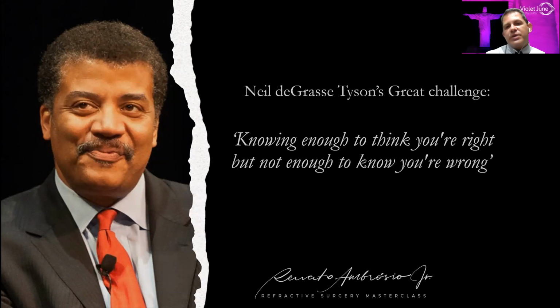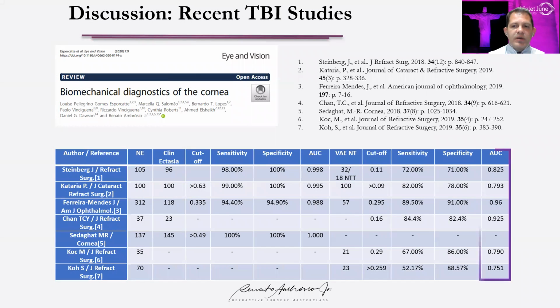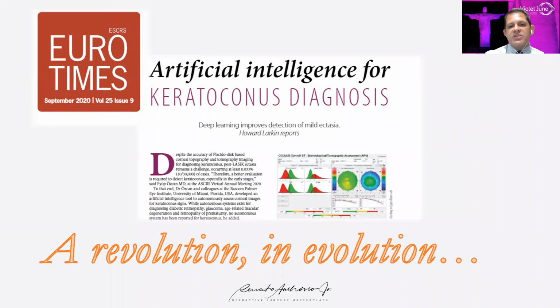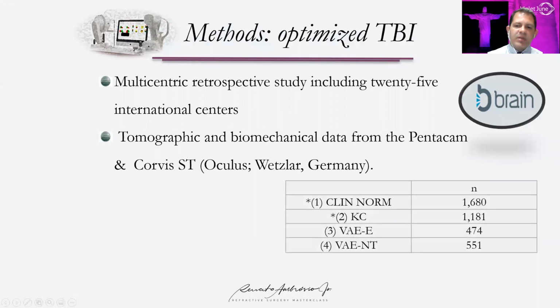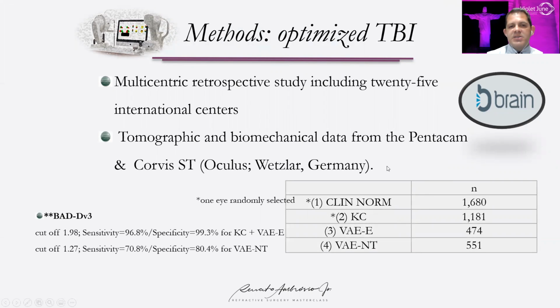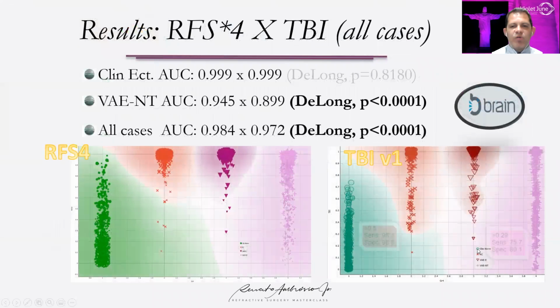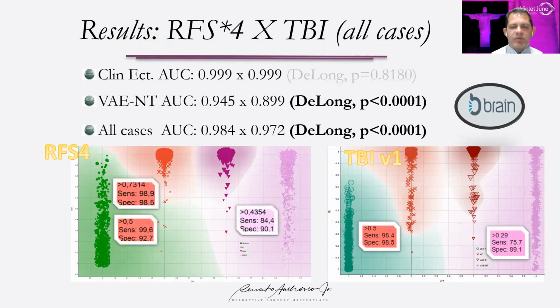Another wisdom is that sometimes we know enough to think we are right, but not enough to know we are wrong. And with that, I come with the cases that were published, the studies that the sensitivity of the TBI will be much lower sometimes than what we previously published. And we know artificial intelligence is still in evolution, and with the optimized TBI, with a larger population, we were able to optimize in this multi-center study based on 25 centers that increased from less than 100 to over 500, so more than 5 times the number of cases that we have with normal topography from patients with very symmetric ectasia. And we were able to improve the sensitivity about 10%, keeping or even improving the specificity.